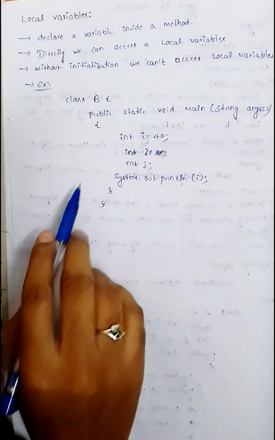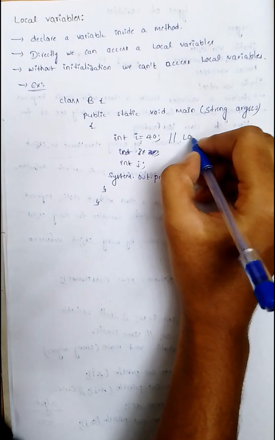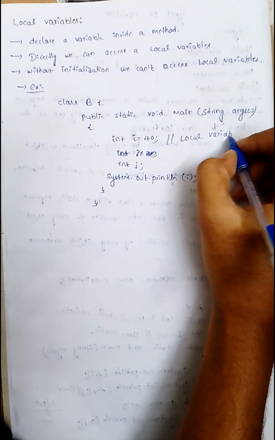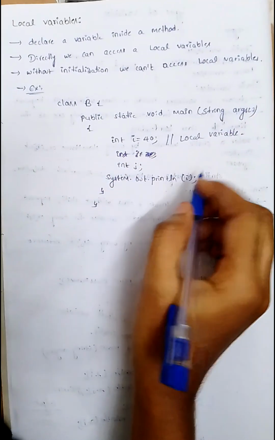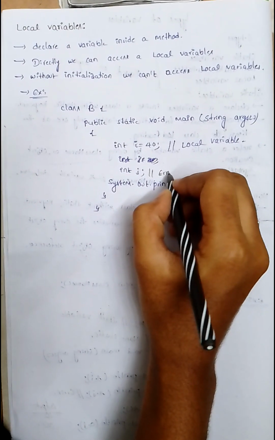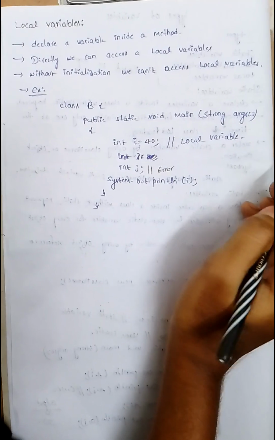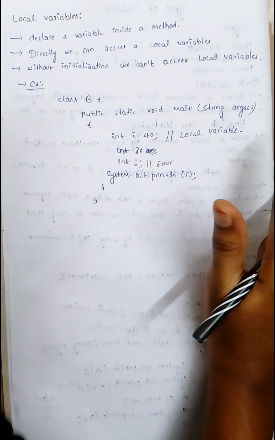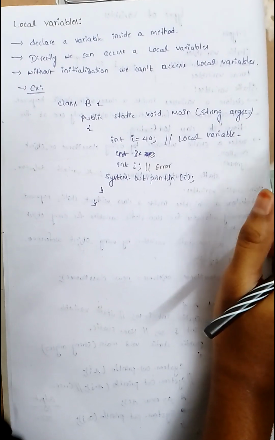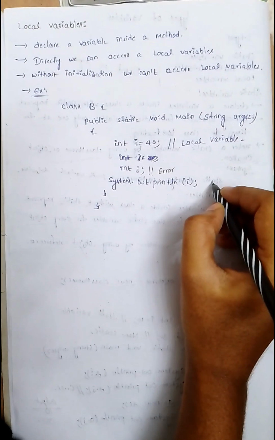This is the example for local variables. It is a local variable because the variable is declared in a method. Here the compiler throws an error because without initialization we can't access local variables, but without initialization we can access static and non-static variables because Java provides default values for static and non-static variables. Here the output is 40.